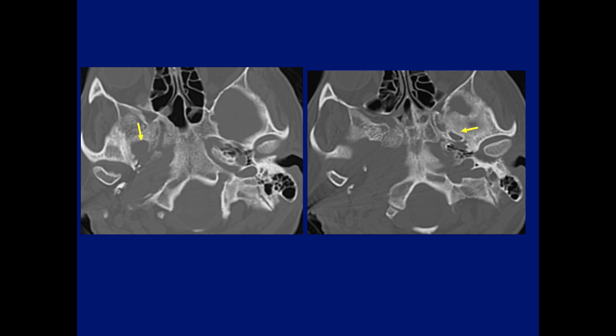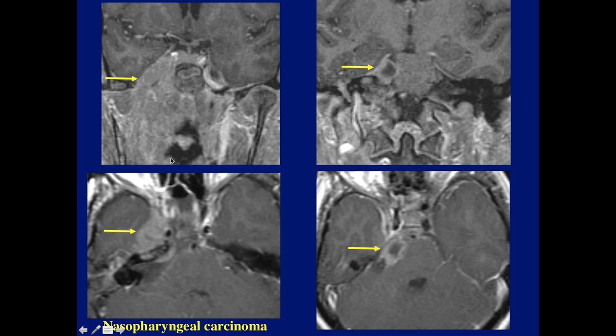Here we have a normal foramen ovale. Here we only see part of it, but it looks enlarged. This was a nasopharyngeal carcinoma. Note the size of the lesion. Again, direct extension upward to the foramen ovale to involve Meckel's cave and the cavernous sinus. You can see the marked involvement here of the trigeminal nerve on this side.